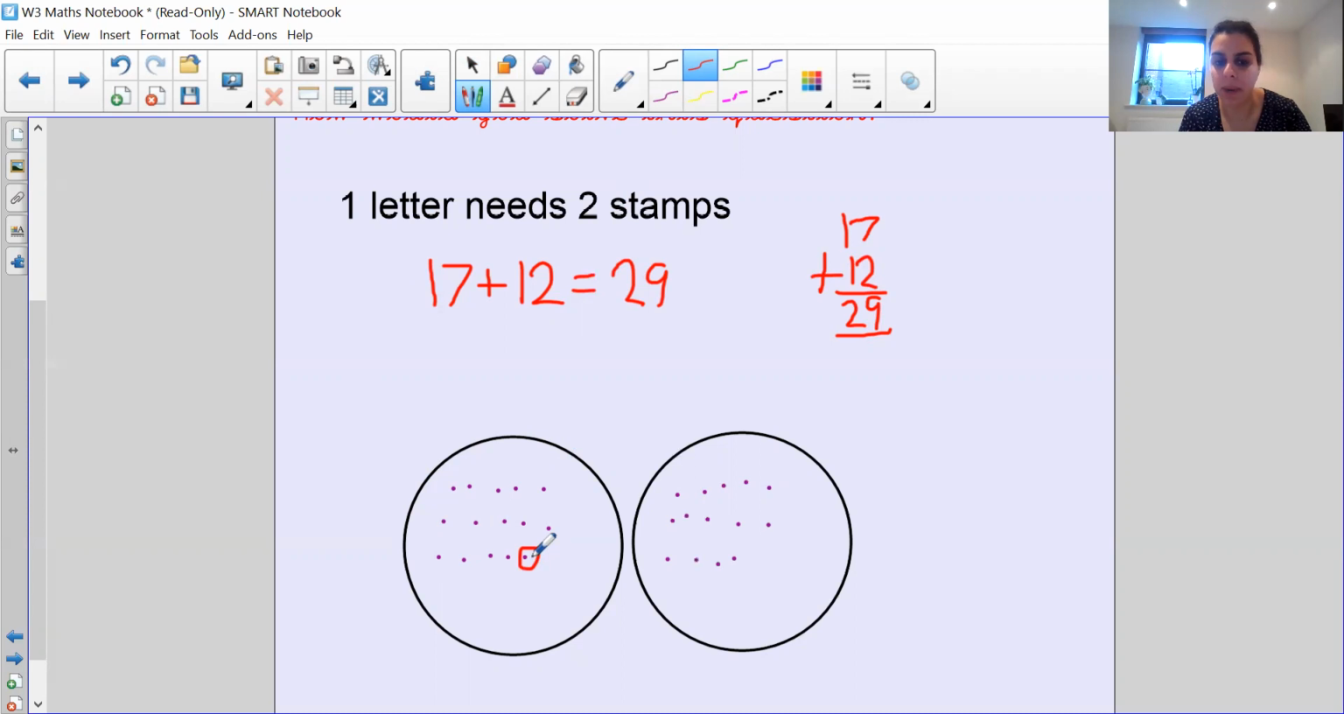So now I've got to see how many letters we can send. So how many dots are in one circle is going to tell me how many letters I can send. So we're going to count how many dots we've got. So can you do that for me? If you pause the video now, can you do that for me?